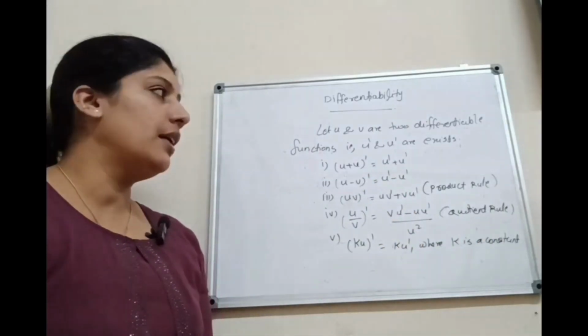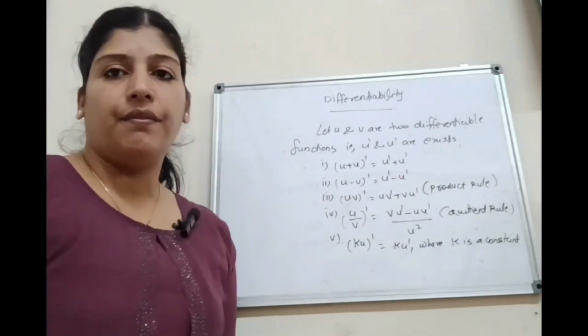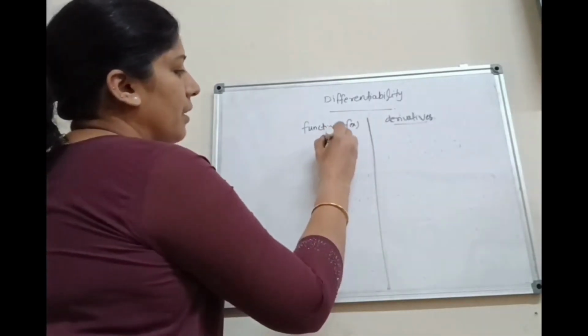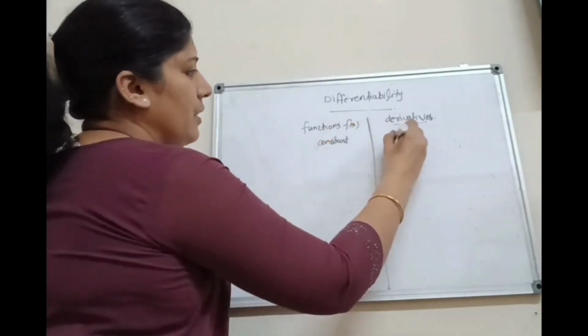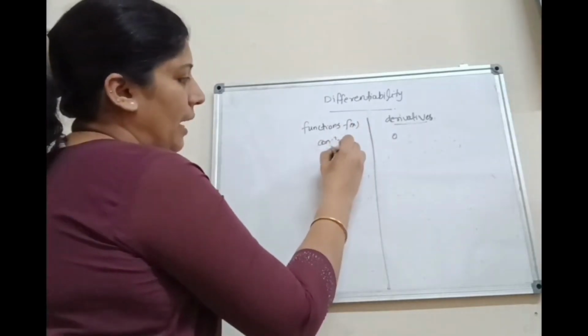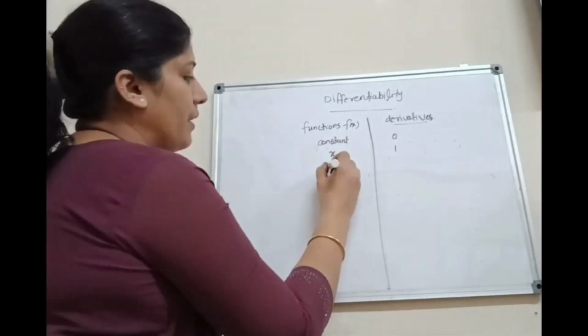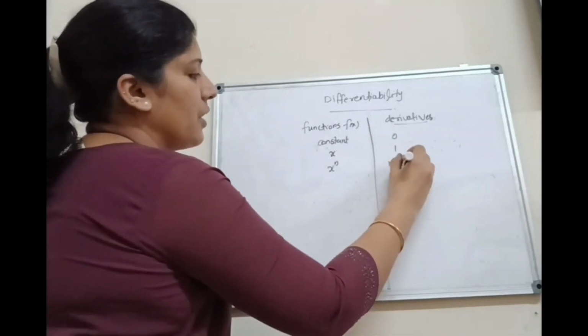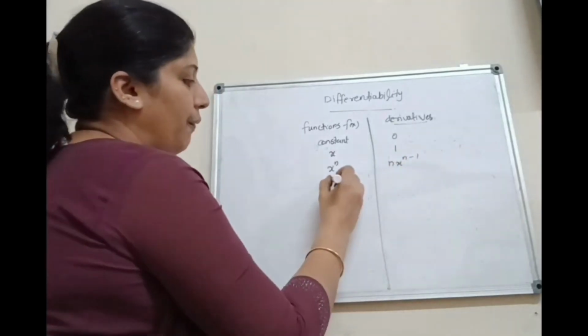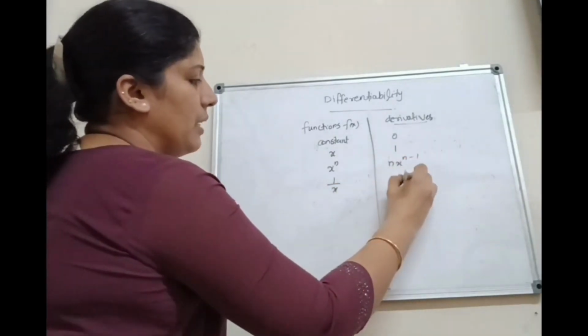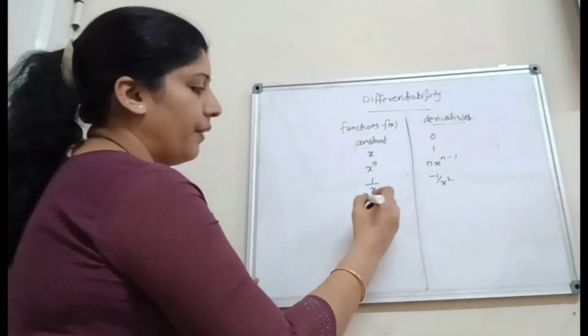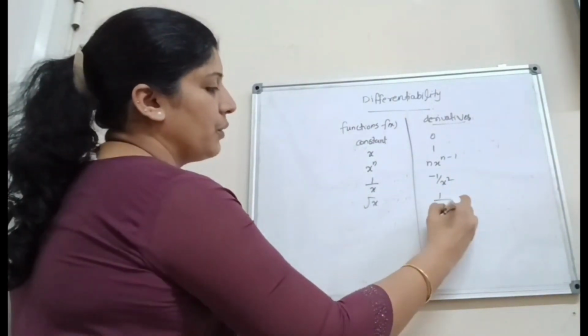Then next we can consider derivatives of some standard functions. Let us consider a constant function. F of x is a constant, therefore the derivative is 0. F of x equal to x, the derivative is 1. F of x equal to x raised to n, the derivative is n x raised to n minus 1. F of x equal to 1 by x, the derivative is minus 1 by x square. F of x equal to root x, the derivative is 1 by 2 root x.